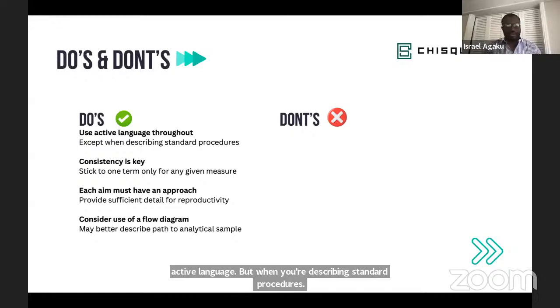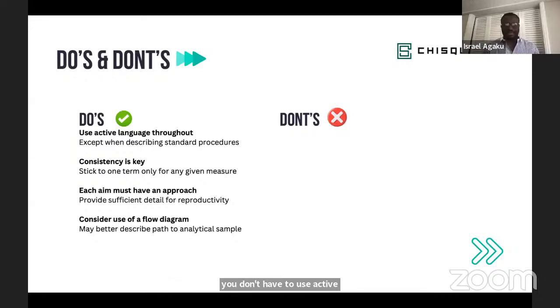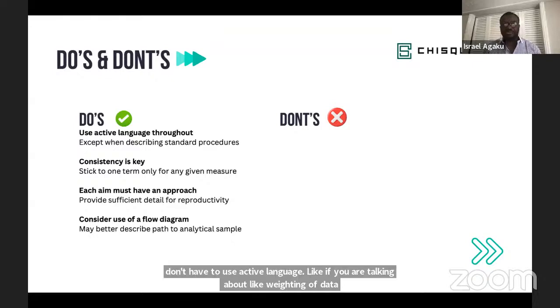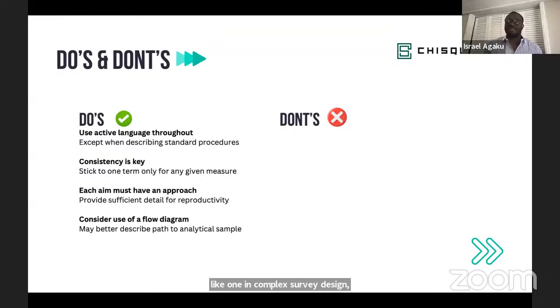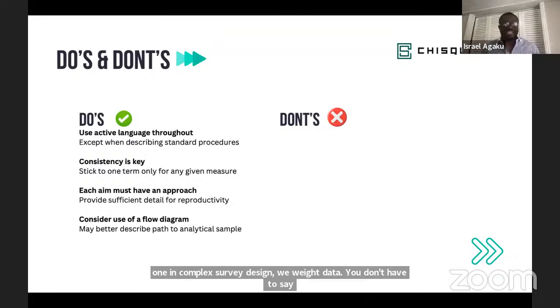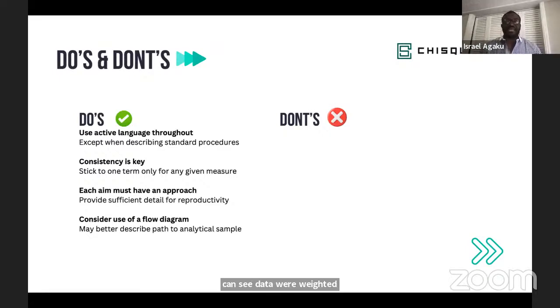Like, if you're talking about weighting of data, like in complex survey design, we weight data, you don't have to say we weighted data. That actually sounds very awkward. You can say data were weighted to yield representative estimates. But in every other circumstance, especially when you're talking about what you did or what you assumed, once there's a cognitive task, you have to use active language, right? So don't just say it was assumed. We assumed that blah, blah, blah.